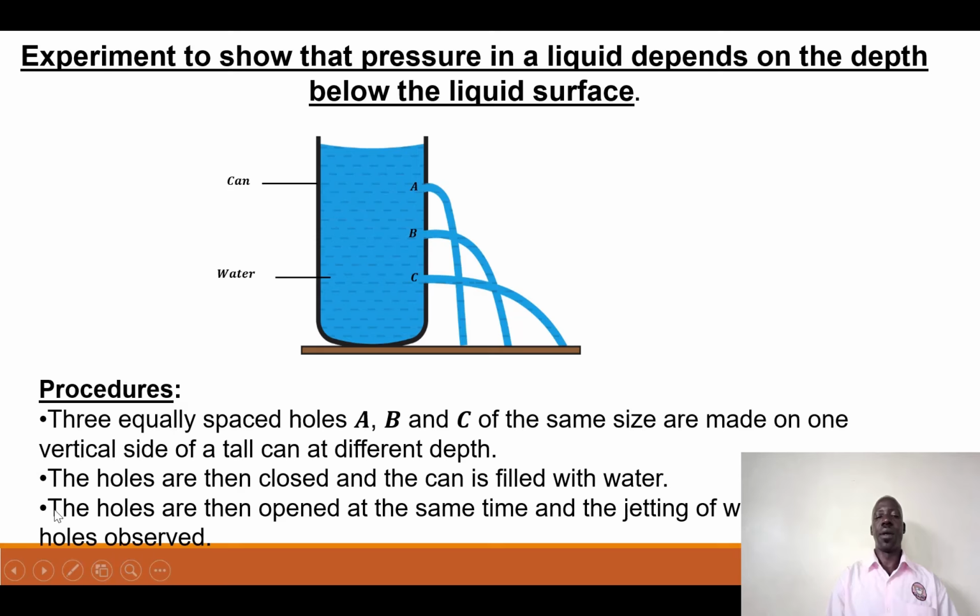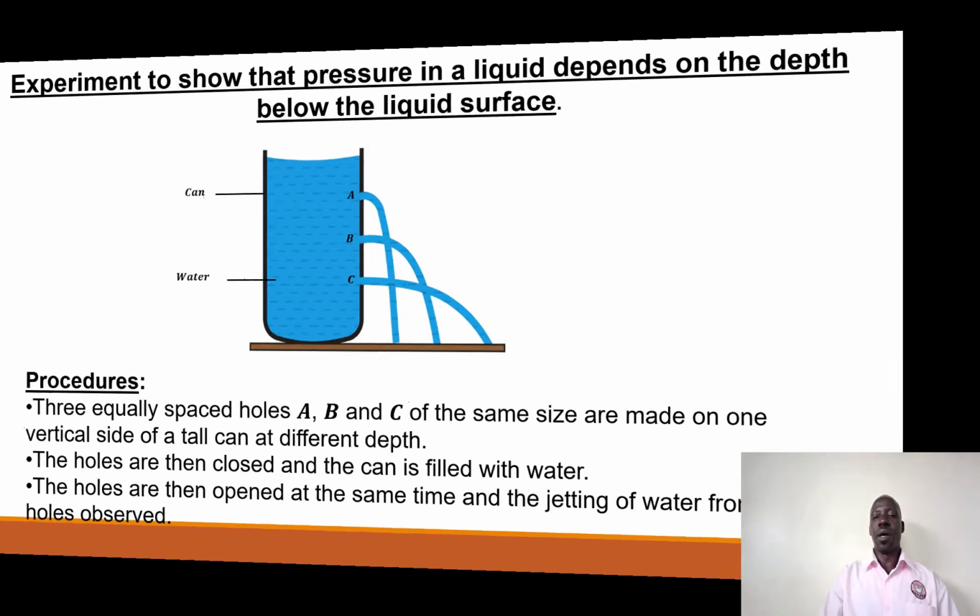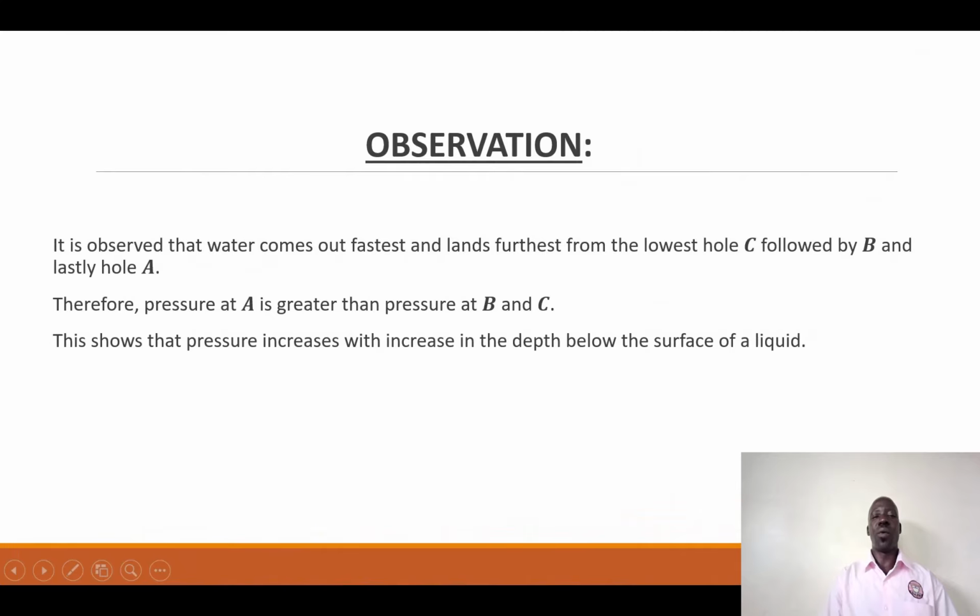Next, the holes are opened at the same time and the jetting of water from the holes is observed. Now we are going to see the observation. In our observation, we are going to see that water comes out very fast and lands very far away from the lowest hole, C, followed by B, and lastly hole A.